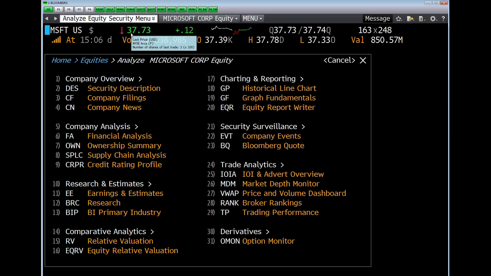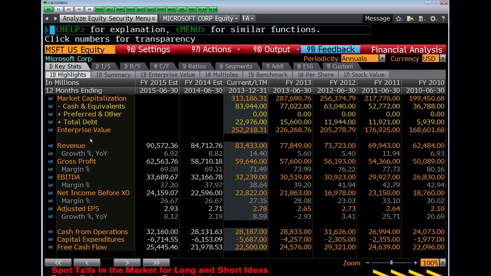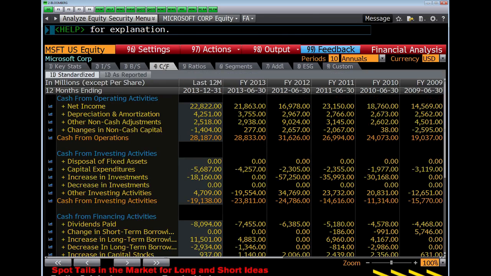Since our model really relies on the financial information or the information from the company's financial statements, we're going to go to FA or Financial Analysis. And this brings up tabs that have the income statement, the balance sheet, and the cash flow statement, among other items here. Of course, for the discounted cash flow model, we're most interested in the cash flow. So we'll click on the cash flow tab.